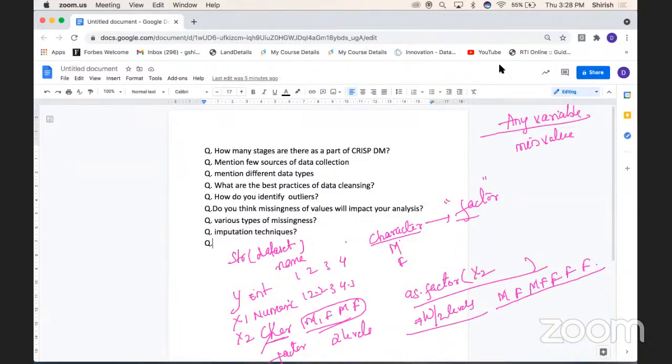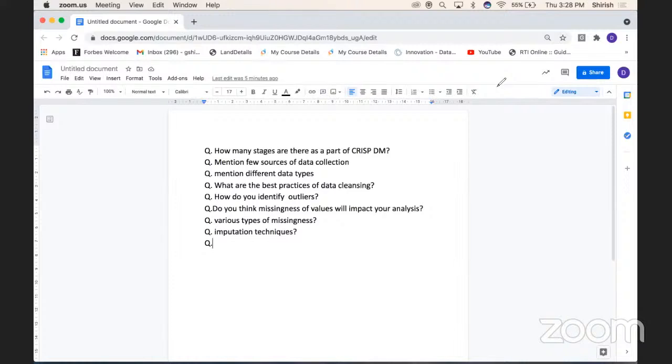Any character data you are doing it for. It's not restricted to character, as I told you. You also can do it for integer to float, forcibly converting one format to another format. That is your typecasting.